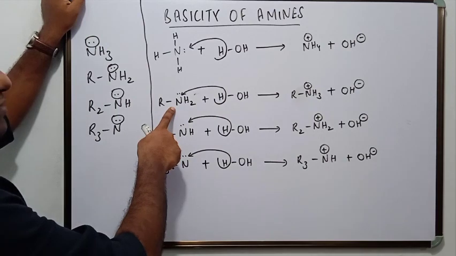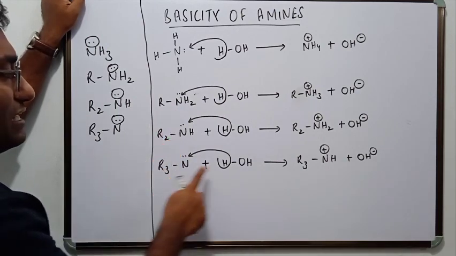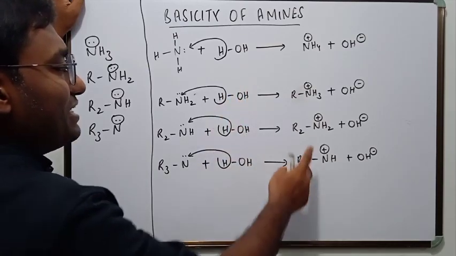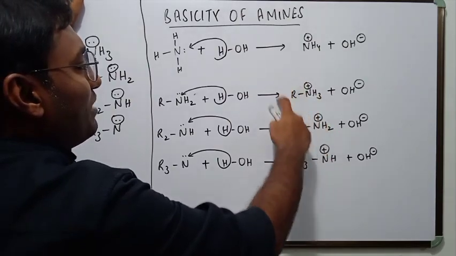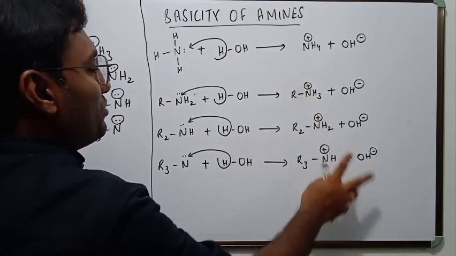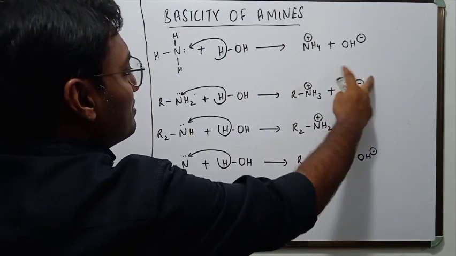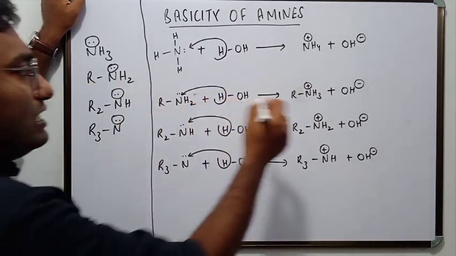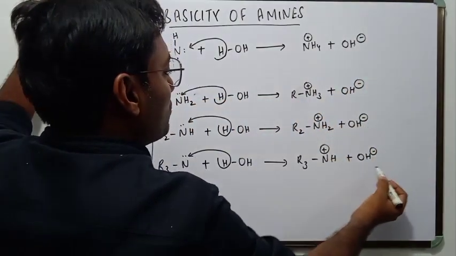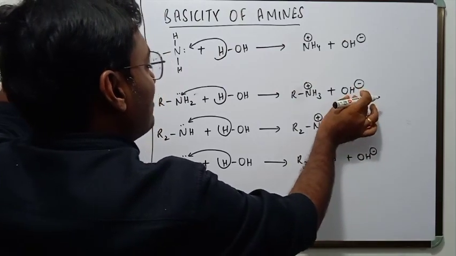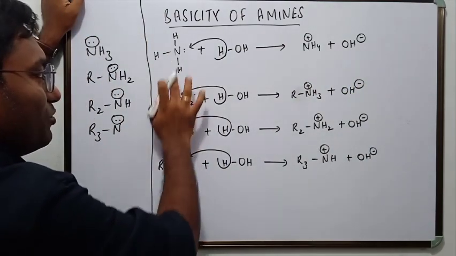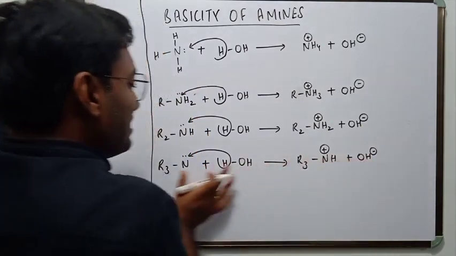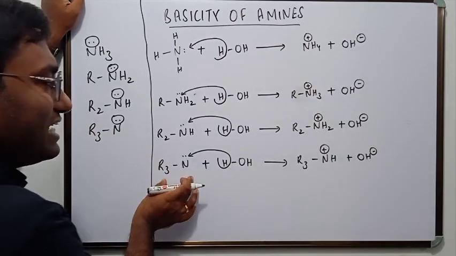Similarly, I have dissolved primary amine, secondary amine and tertiary amine in water, or I have reacted them with water. And what did I get? Yes, alkyl ammonium, dialkyl ammonium and trialkyl ammonium ion. The thing is you get OH minus here, right? What does OH minus signify? OH minus signifies that ammonia, primary amine, secondary amine and tertiary amine are Arrhenius bases.